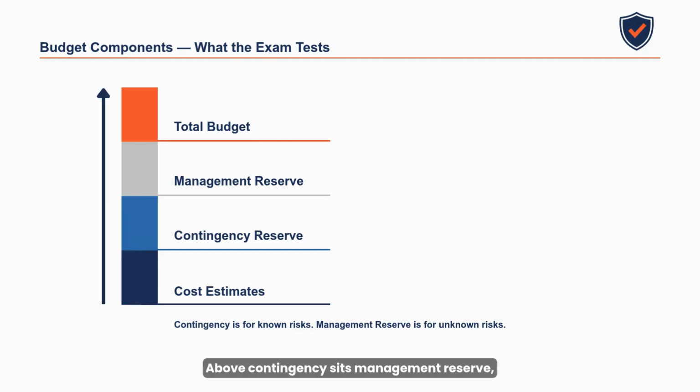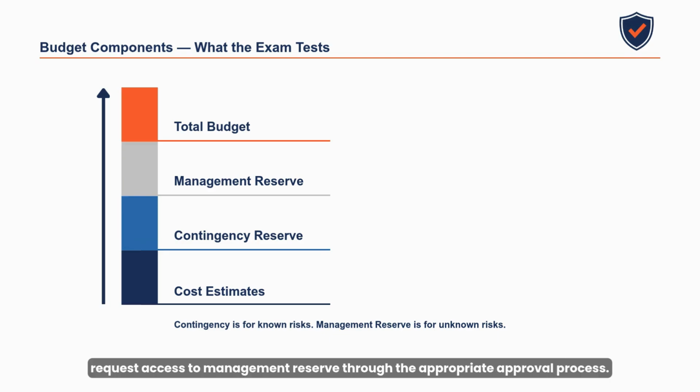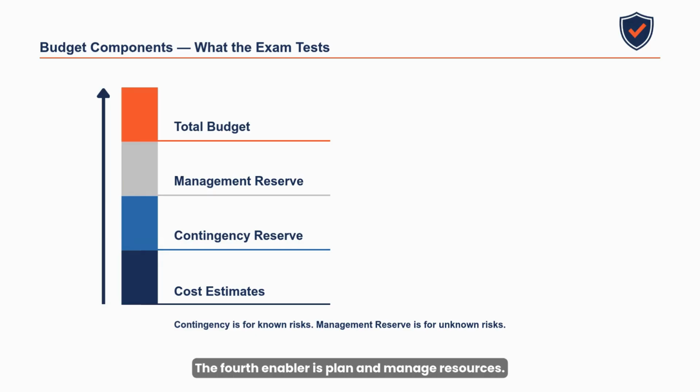Above contingency sits management reserve, additional budget for unidentified risks, unknown unknowns. Management reserve is outside the project manager's authority. Using it requires sponsor approval. Together, these components make up the total project budget. On the exam, if a known risk occurs, use contingency reserve. If an unexpected event occurs that was not anticipated, request access to management reserve through the appropriate approval process.